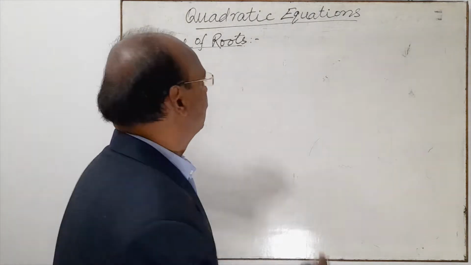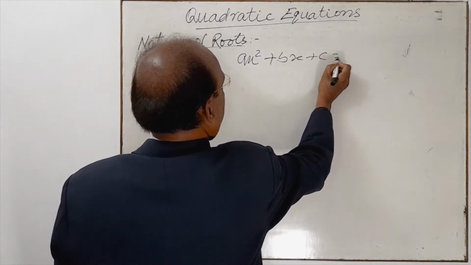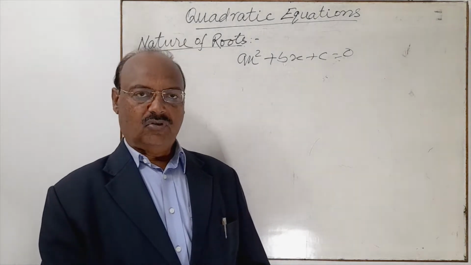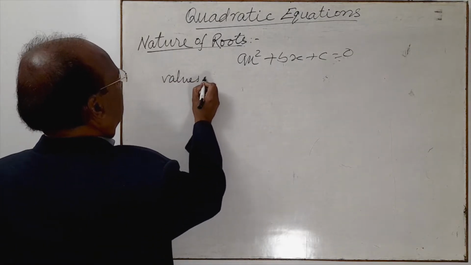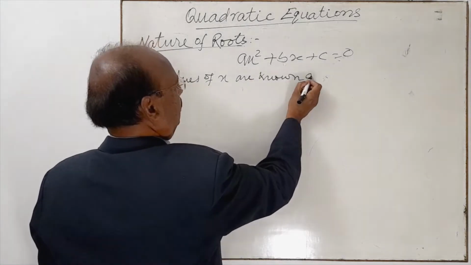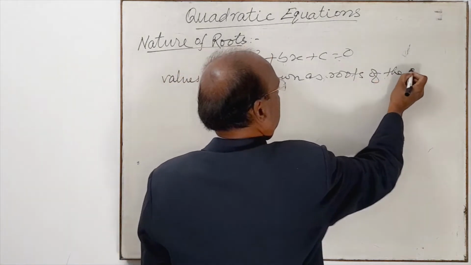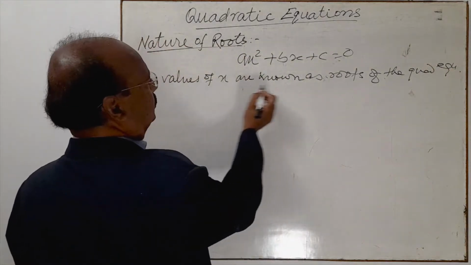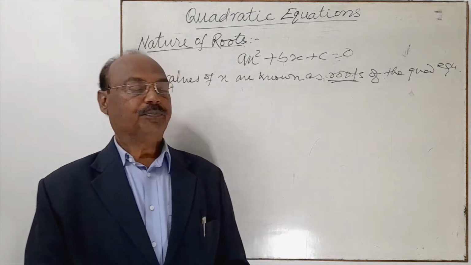As we know, ax square plus bx plus c is equal to 0 is the standard form of a quadratic equation. And values of x are known as roots of the quadratic equation. We know roots or solutions of the quadratic equations.